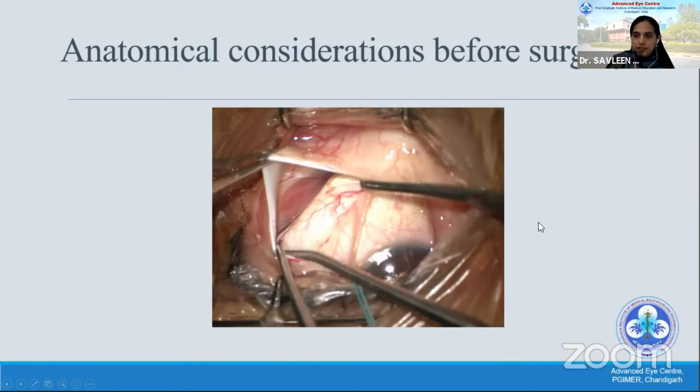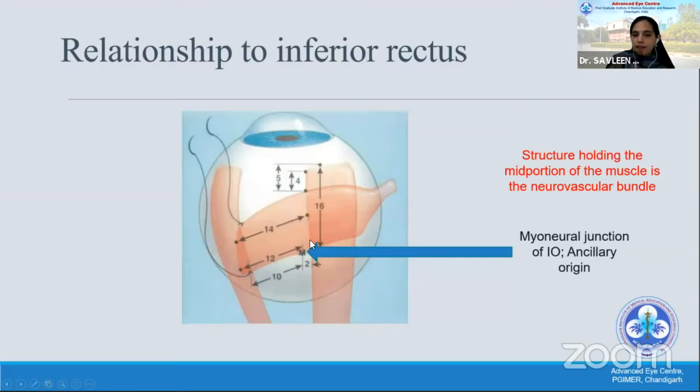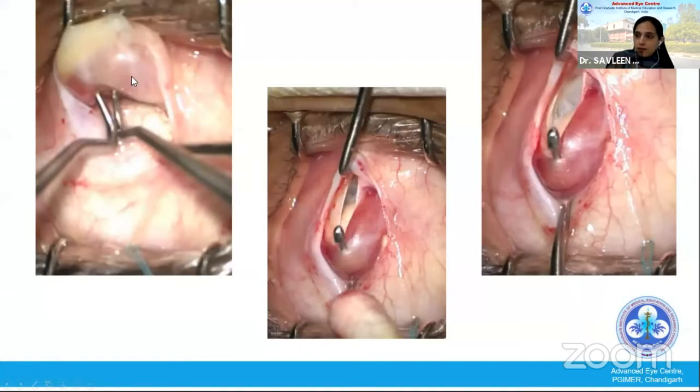It's a bulky muscle, it's a vascular muscle, primarily because of its neurovascular bundle, which is found at this myoneural junction. It is the structure which is believed to hold the mid portion of the muscle and act like an ancillary origin, which is important when we are dealing especially with anteriorization surgeries of the inferior oblique. It is also important that we know that there's a lot of fat which might be encountered while we are dealing with inferior oblique surgery.